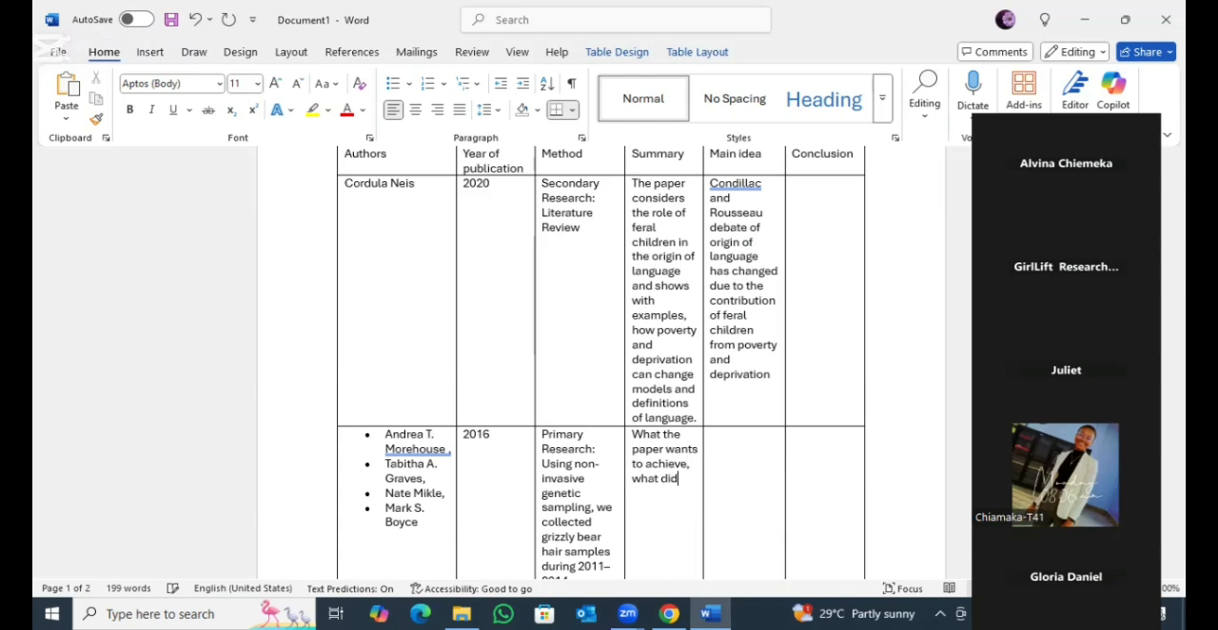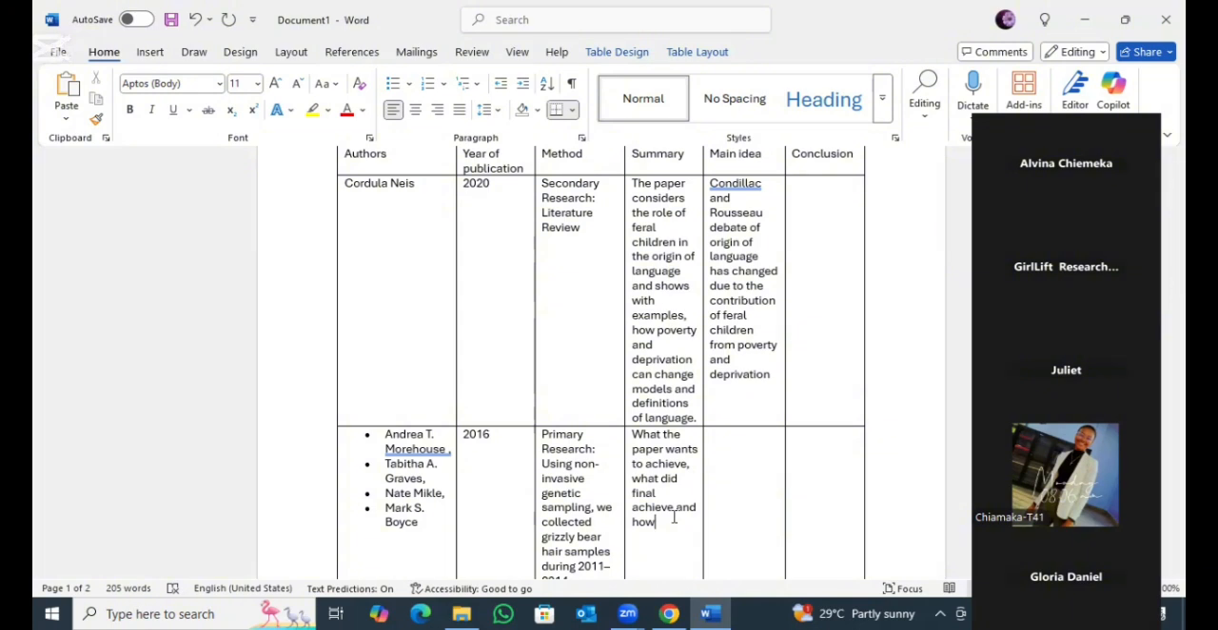What did the paper finally conclude, finally achieve, and how? So it will be a summary. Sometimes the summary is going to cover what the objective is. I'm going to teach us objectives later, not today. What is an objective? What was the objective of the paper?